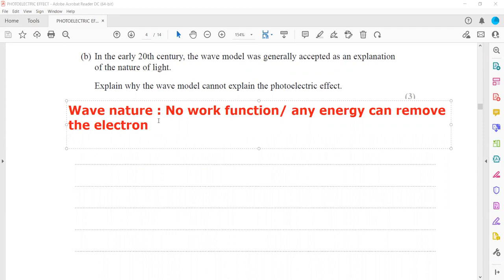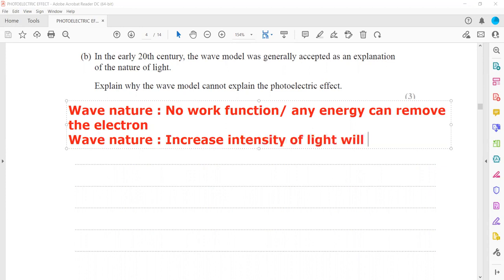That is one thing. The second thing, according to wave nature, when we increase the intensity of the light, it will increase the kinetic energy, it should increase the kinetic energy.